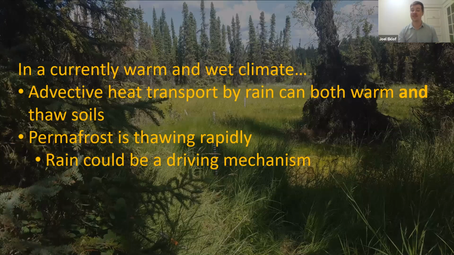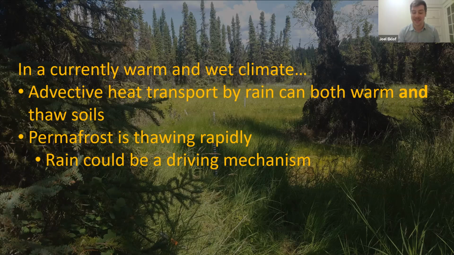So our takeaways from this section of the study: in a currently warm and wet climate, advective heat transfer by rain can both warm and thaw soils. In the Fairbanks site, we saw the ability of rain to warm bog soils and induce methane emissions. At the Kenai site, we both see the ability to warm those bog soils and also rapidly thaw frozen soils. From the repeat permafrost survey, we know that permafrost is thawing rapidly at this site, and combining those results, we think that rain could be a driving mechanism.